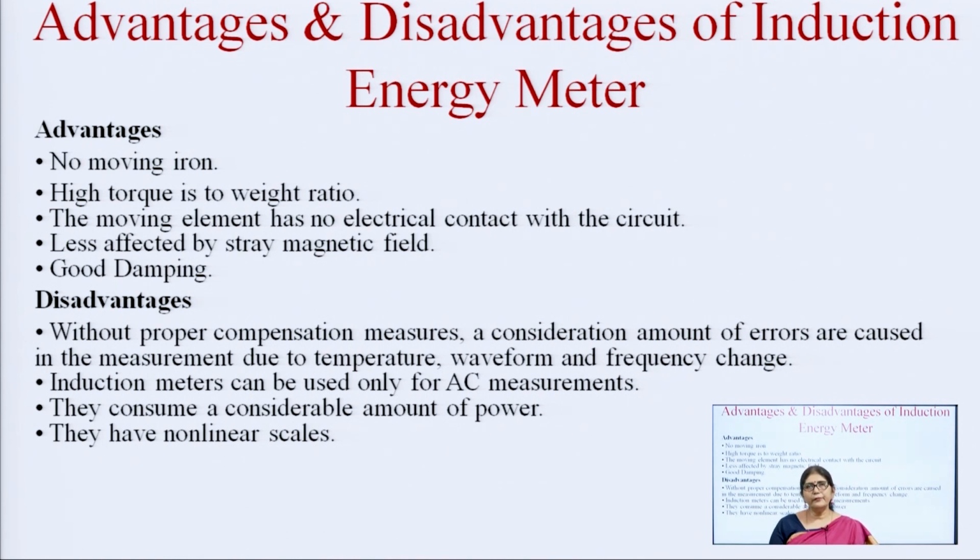Now, the advantages of the induction meter: it has no moving iron part, a high torque to weight ratio, good damping, and less effect from stray magnetic fields. And the disadvantage is that it can only measure AC energy; it can't measure DC, and it has a non-linear scale.